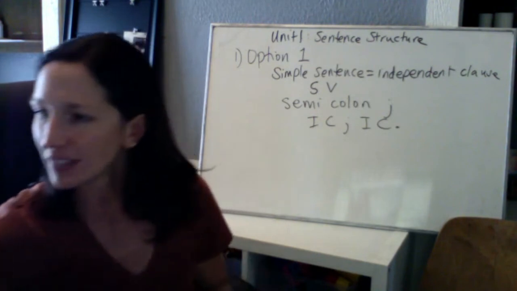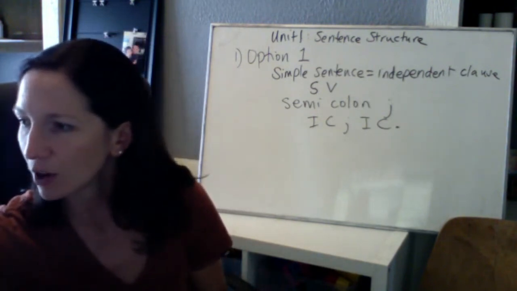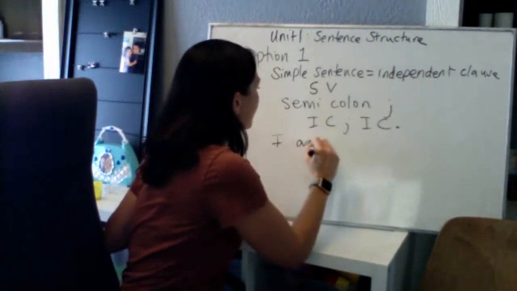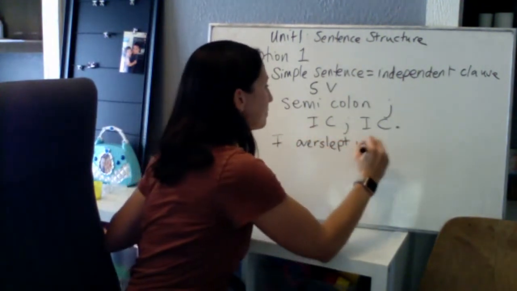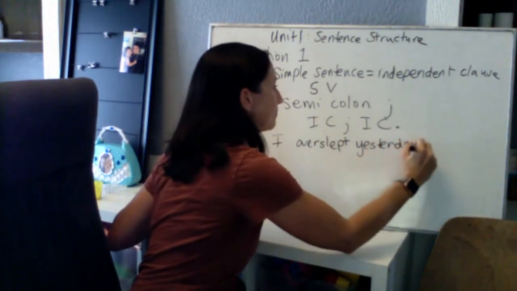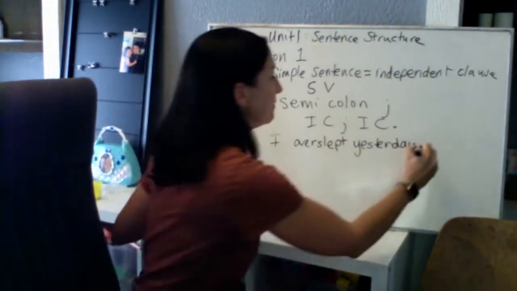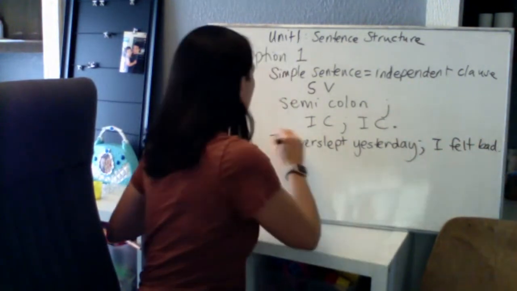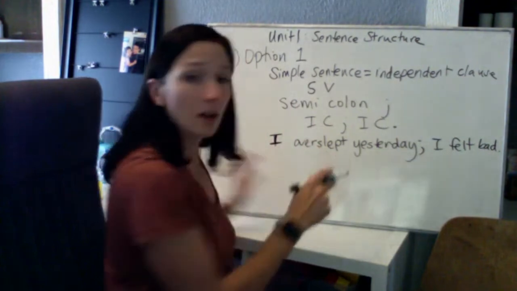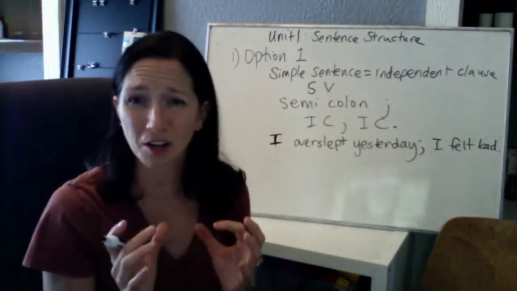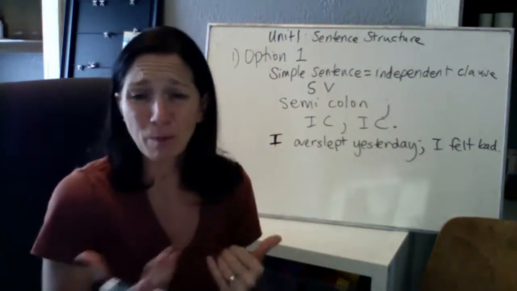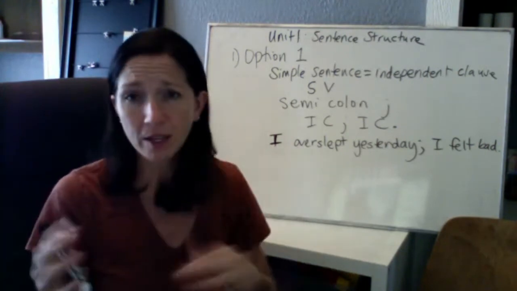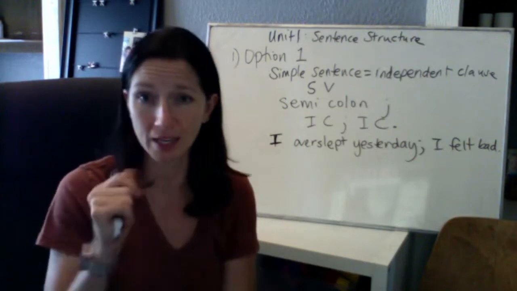So we have lots of examples of this. I'll give you a quick example, right? I overslept yesterday; I felt bad. We know that because of the semicolon that these sentences are related to each other. You overslept and you felt bad. Those are connected. They're not totally separate. The semicolon still brings them together into one sentence.